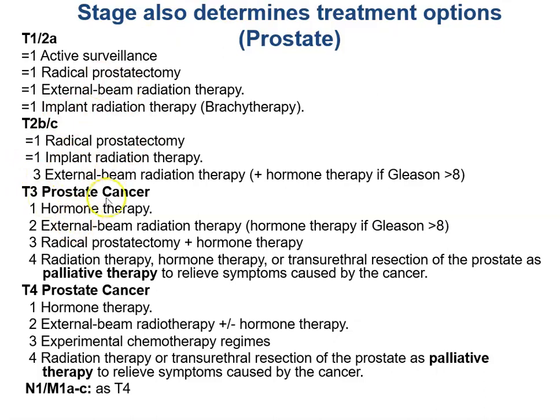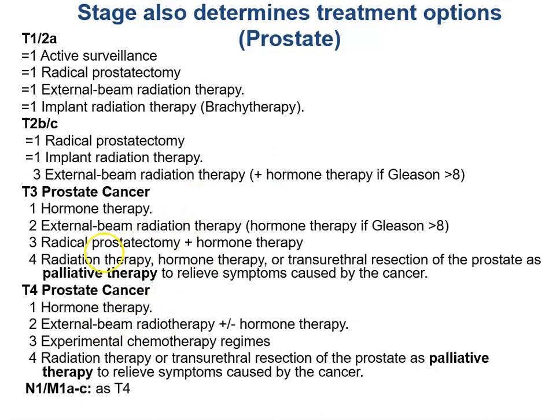So hormone therapy is the most likely, external beam radiotherapy with hormone therapy if it's high Gleason grade. If it's a low Gleason grade, then radical prostatectomy might still be offered, but you wouldn't do that if it's a high Gleason grade. That would be a low Gleason grade situation. So that's the most likely series of events.